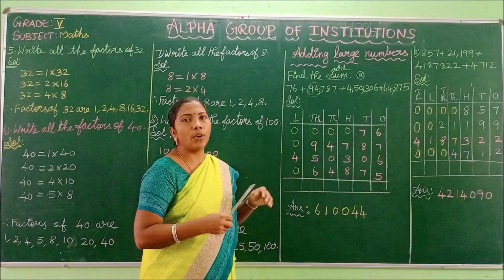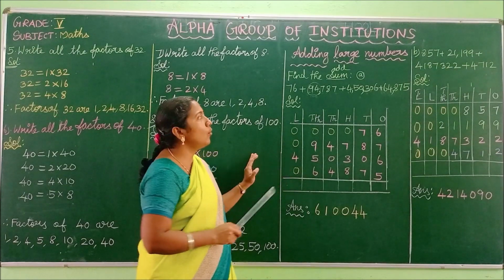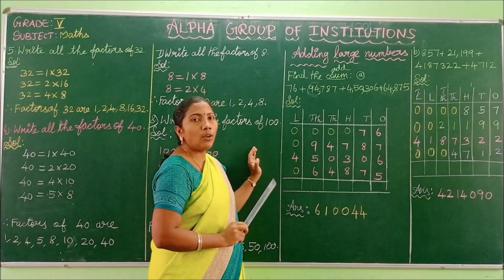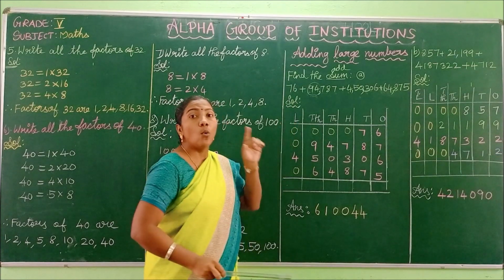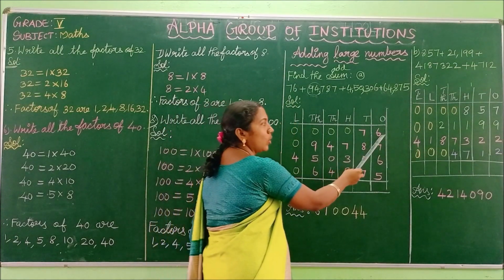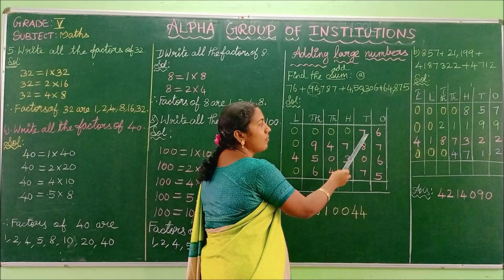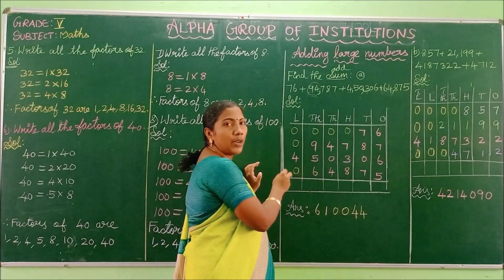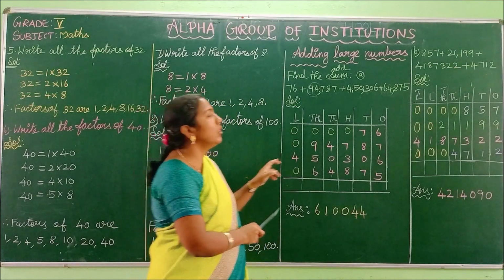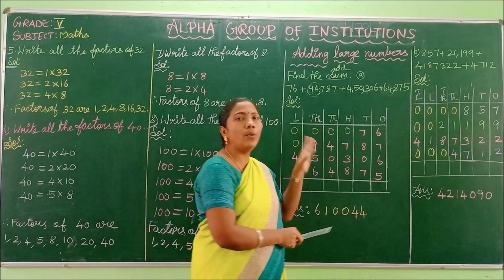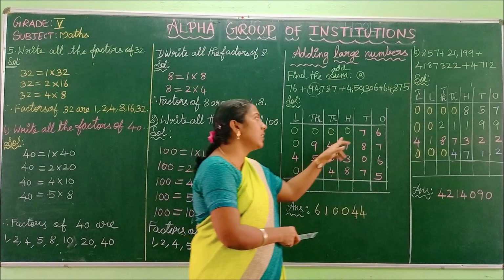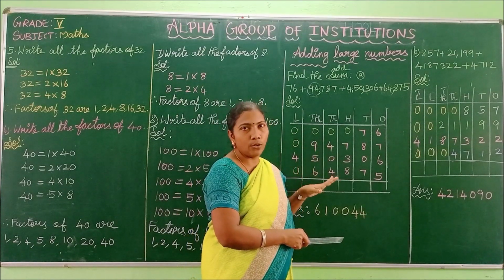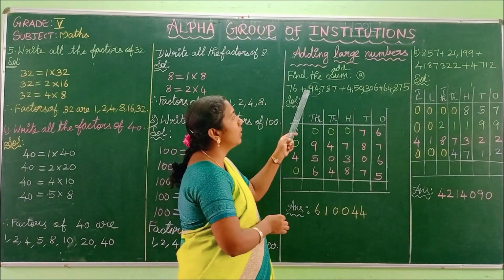Similarly, you have to write the place values. After that, you have to write the given numbers. How do you write 76? Write the 6 in the ones place. After that write the 7 in the tens place. The remaining places remain empty. To avoid confusion, you may write 0 or leave it empty. Do you understand?